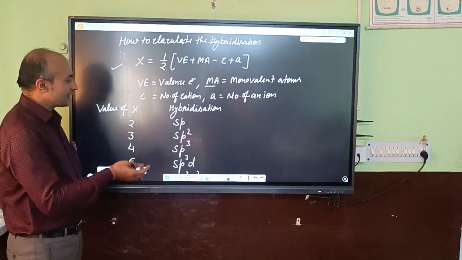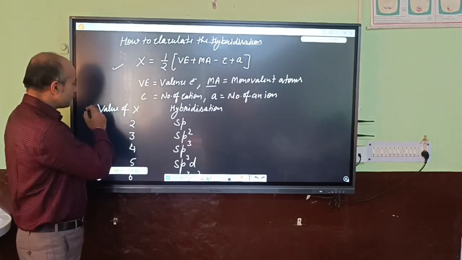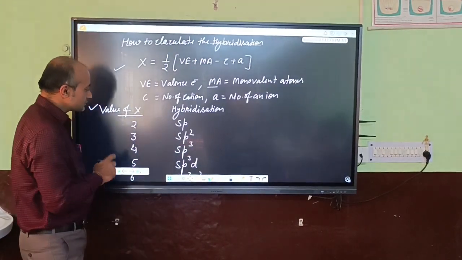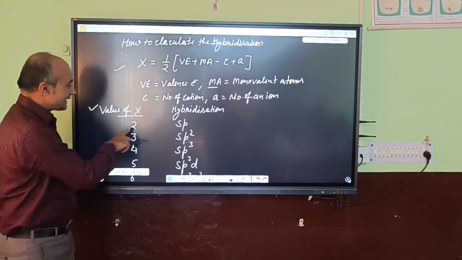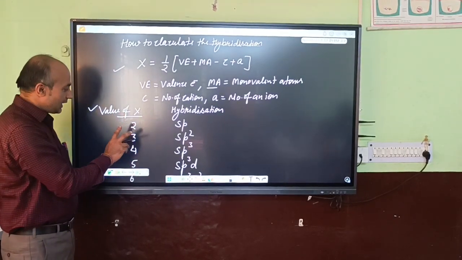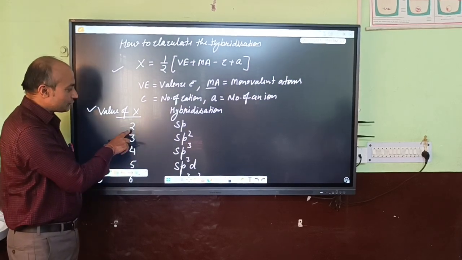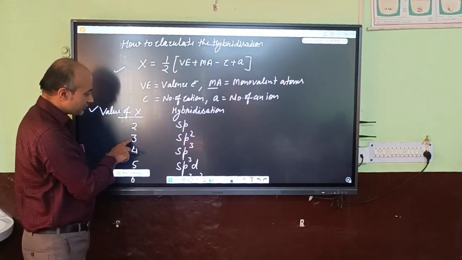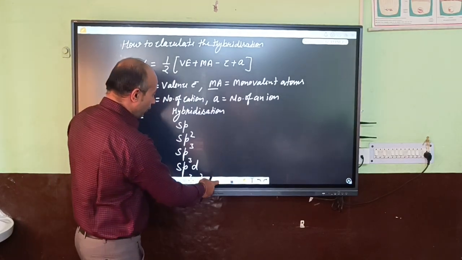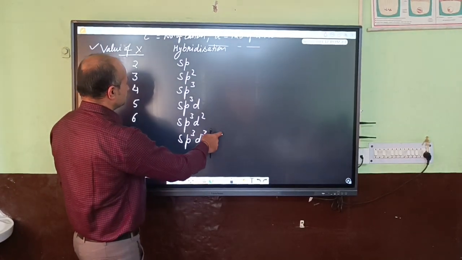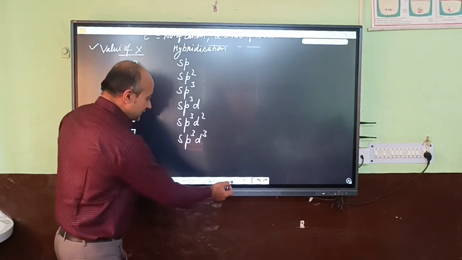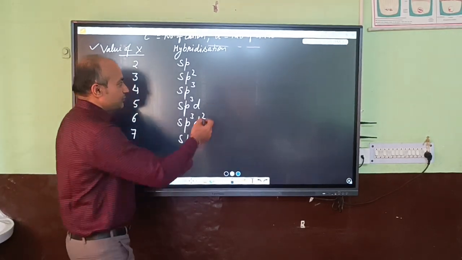So first of all we calculate the value of X. If you find out the value of X, you can also know the hybridization. Suppose the value of X is 2, then the hybridization is sp. Similarly, if the value of X is 3, then the hybridization is sp2, right? And so on. We can understand this by an example.